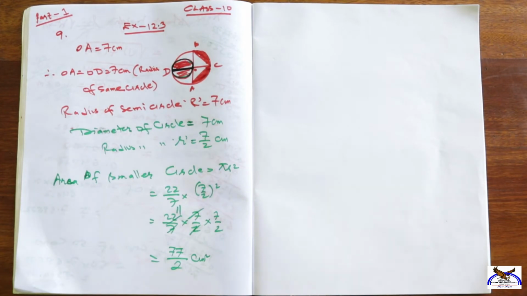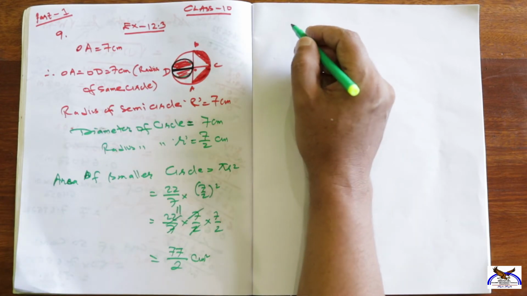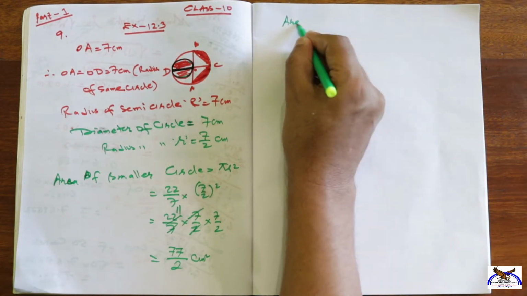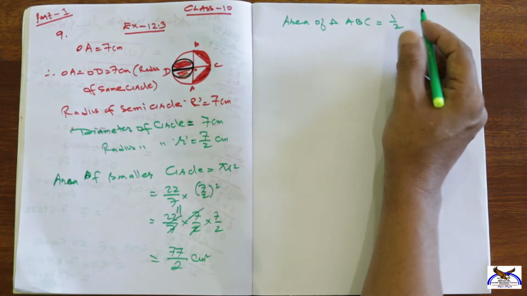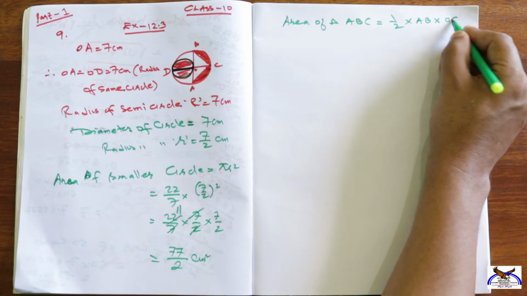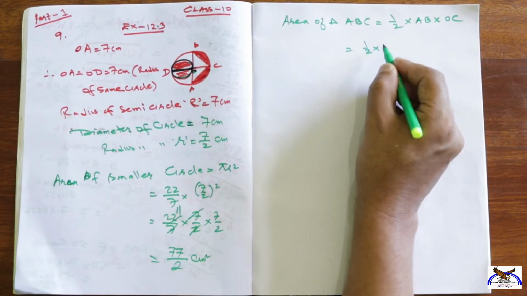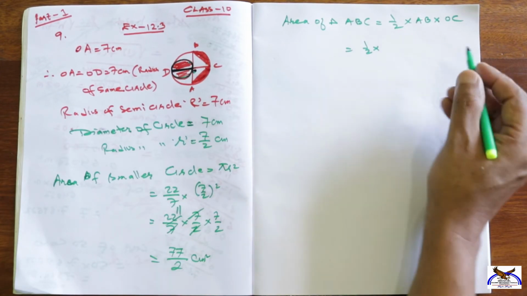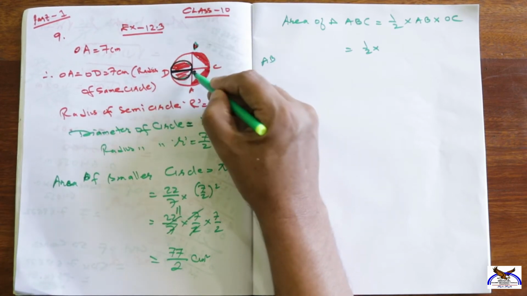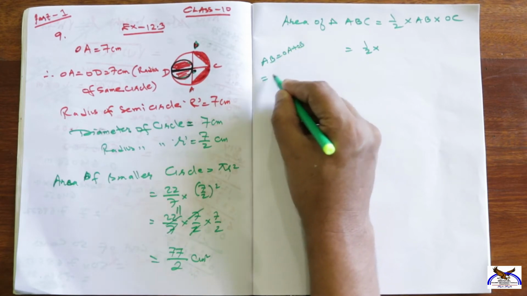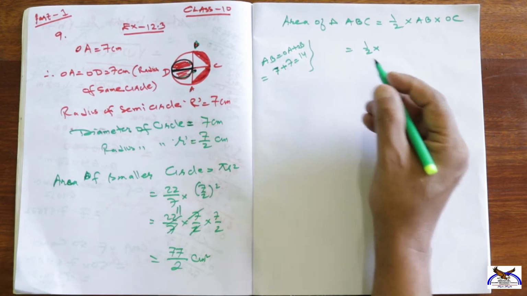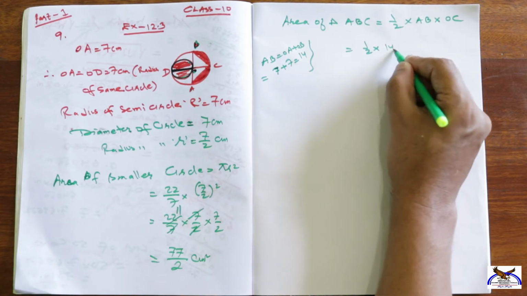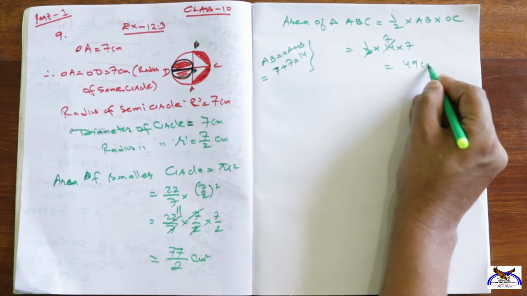Again, there is a triangle inside: triangle ABC, and also the semicircle ACB. So let us find the area of the semicircle and the area of the triangle. Area of triangle ABC is half into base into height. Here the base is AB and the height is OC. AB is OA plus OB, that is 7 plus 7, which is 14, and the height OC is 7. So 2 sevens are 14, and 7 into 7 is 49.